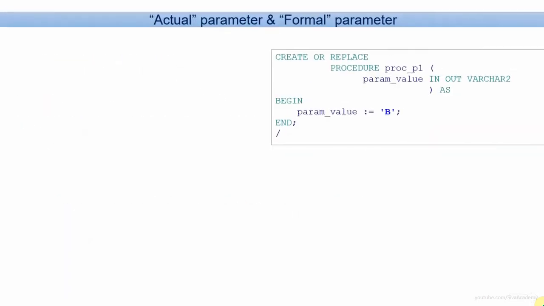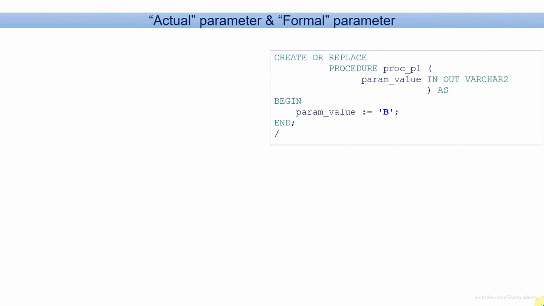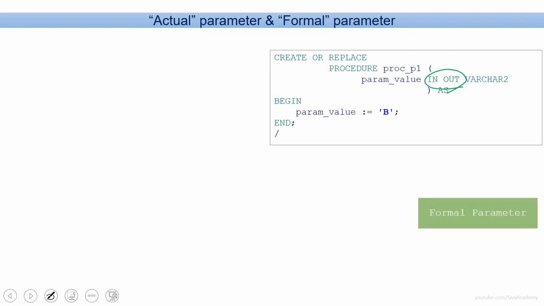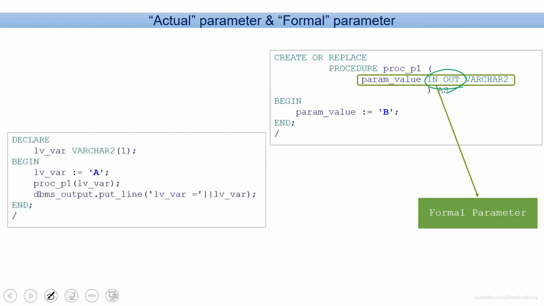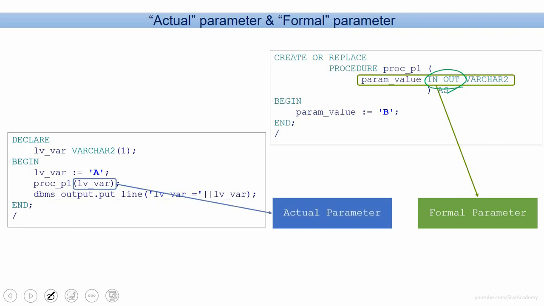First, let us see what an actual parameter is and what a formal parameter is. Here is a very simple procedure that takes one IN OUT parameter. The parameter that we define as part of the procedure or function is called the formal parameter, and the variable or the value that we pass during the execution of the program is called the actual parameter. So in this example, the param_value parameter that we defined in the procedure is called the formal parameter, and the variable lv_var defined in the anonymous block is called the actual parameter.